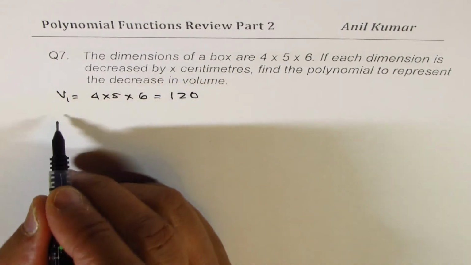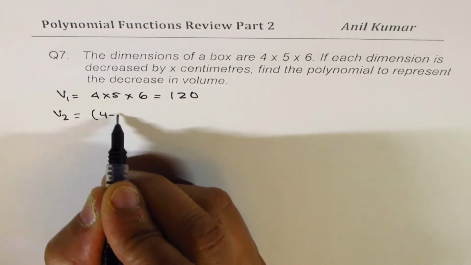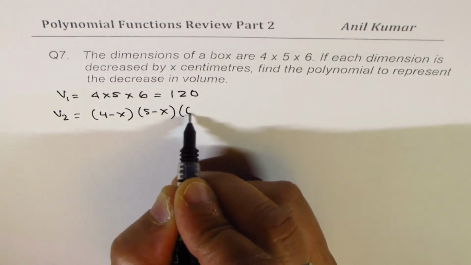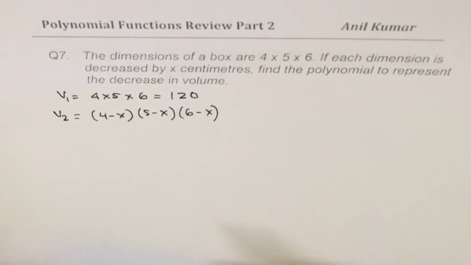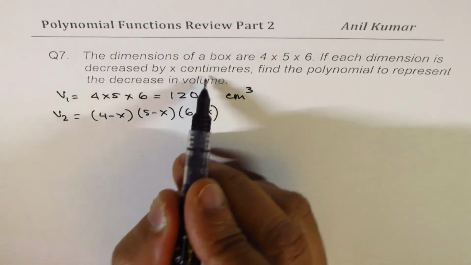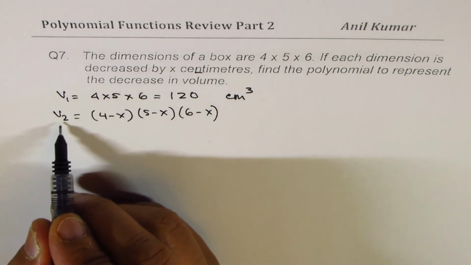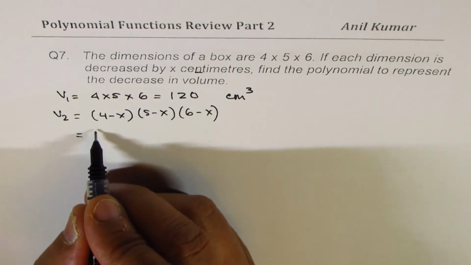Decreased by x means the second volume. The decreased volume will be 4 minus x times 5 minus x times 6 minus x. Decreased by x, that becomes the volume. The units are centimeter cube, since we have mentioned centimeter for x. So let's find what this is. We'll just expand. Multiply the first two terms.